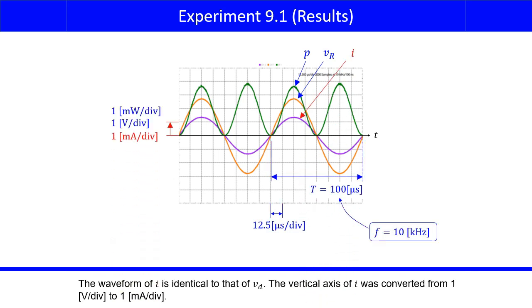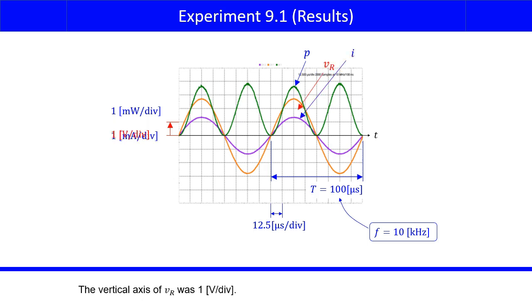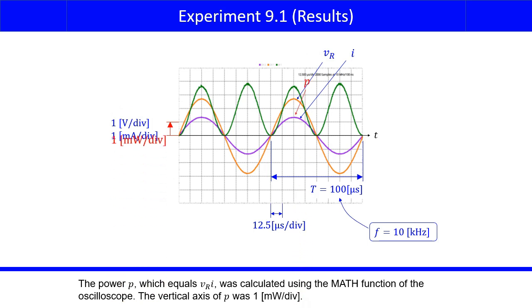The waveform of I is identical to that of Vd. The vertical axis of I was converted from 1 volt per division to 1 milliampere per division. The vertical axis of VR was 1 volt per division. The power P, which equals VR times I, was calculated using the math function of the oscilloscope. The vertical axis of P was 1 milliwatt per division.